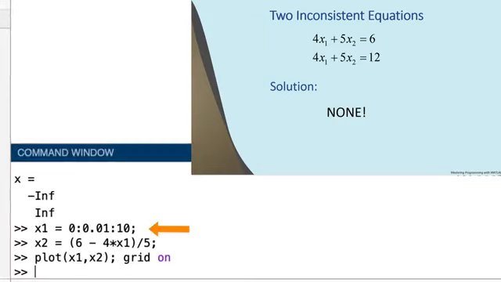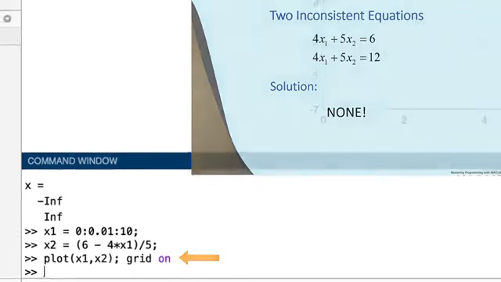So here on the first line, we assigned x1 a vector of values from 0 to 10, spaced out in steps of 0.01. And then on the right side of the second line, we've solved the first equation for x2 in terms of x1 and set x2 equal to a vector of points that correspond to the x1 points, such that each pair of points satisfies the equation. Finally, we've plotted all these points using the plot function.